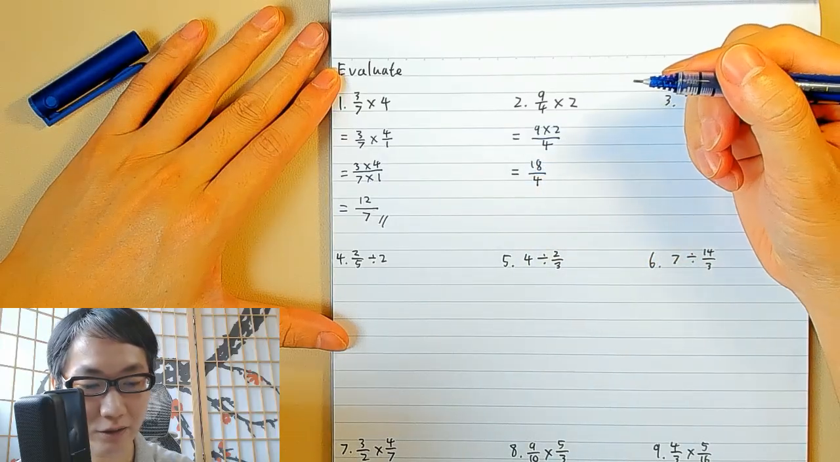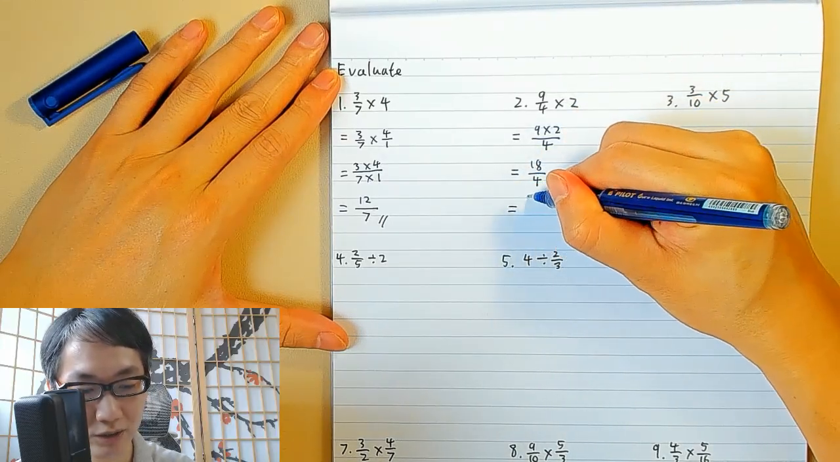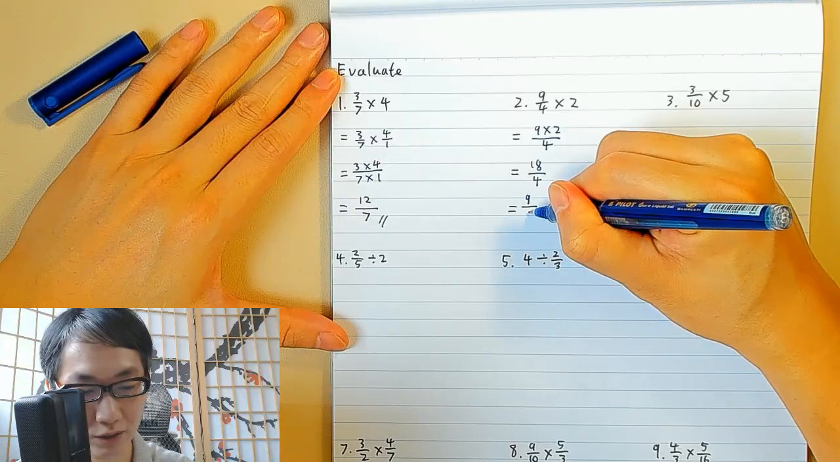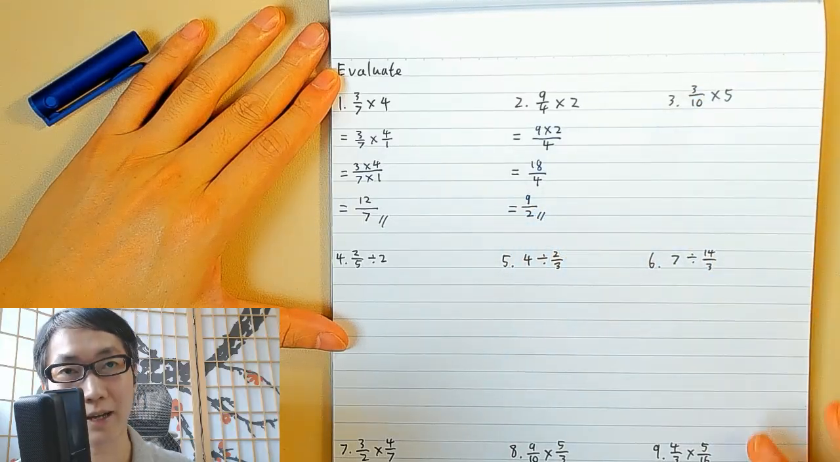Both of them have a factor of 2. So 18 divided by 2 is 9, and 4 divided by 2 is 2. And this is the answer.